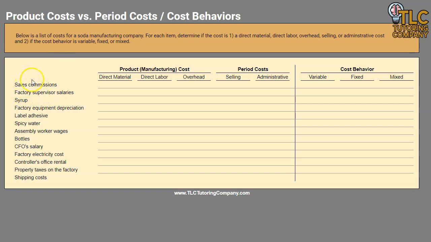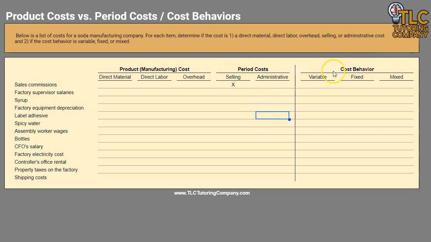So our first one is sales commissions. Sales commissions are not related to the manufacturing of the goods, so it's not a product cost, which means it must be a period cost. And sales commissions are related to selling the good, so it would be considered selling.